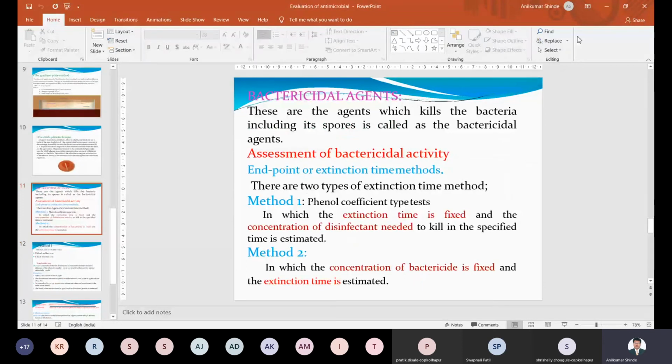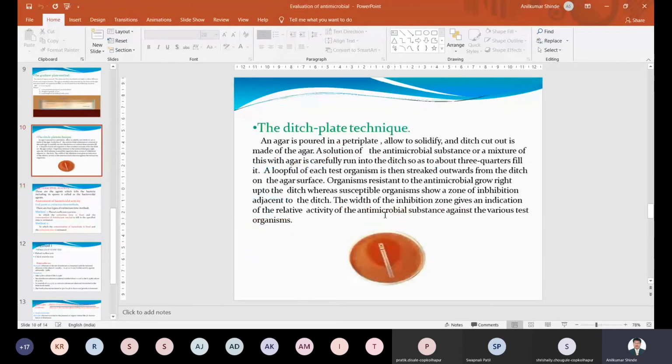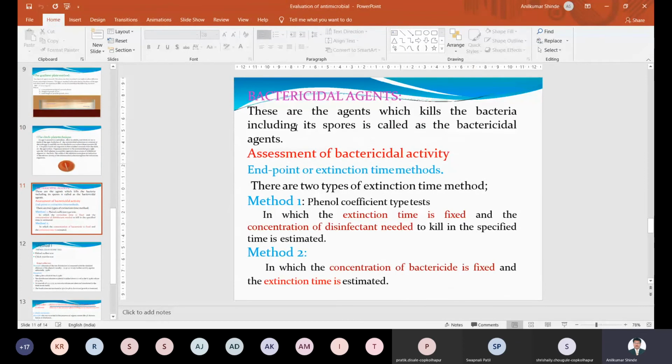We already said that. Then the bactericidal agents. All these tests we can use for bacteriostatic agents, that is, preventing the growth of microorganisms. Then with bactericidal agents we can kill the microorganisms within a short period, including the spores also. All right. So this is the assessment of the bactericidal activity. The end point is extinction time. So how much time is required to kill the organisms we can determine, and these two methods can be used.